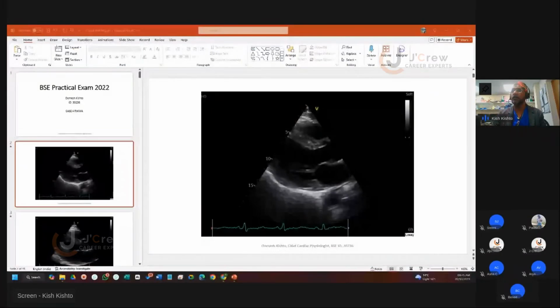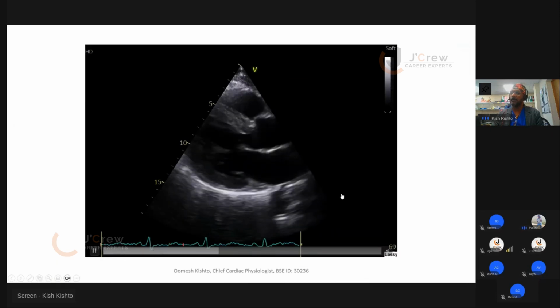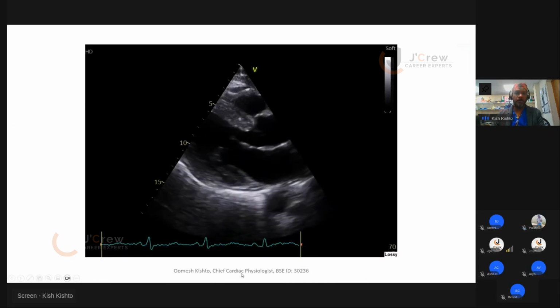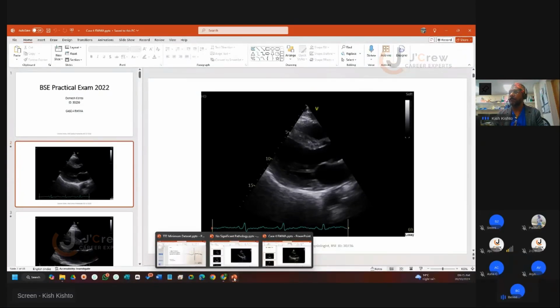And we're going to look at regional wall motion abnormalities, okay? So can everyone see the images, please? Yes, sir. Perfect. Yes, sir. You can see the image.